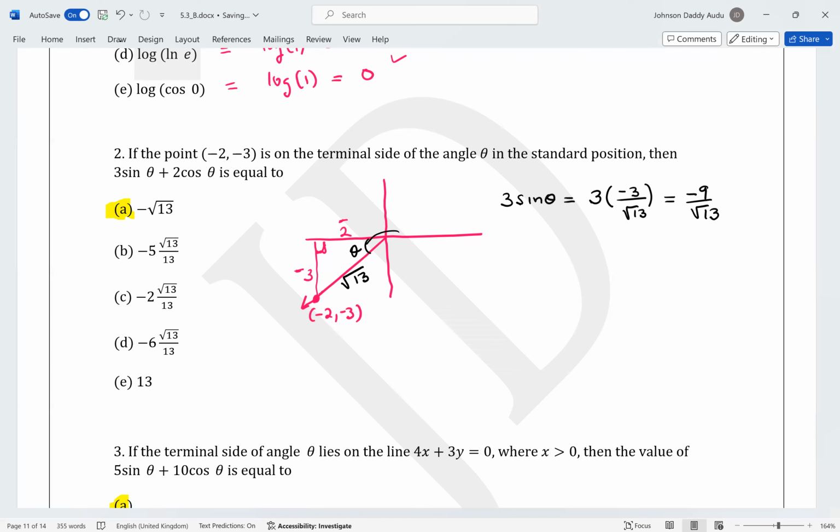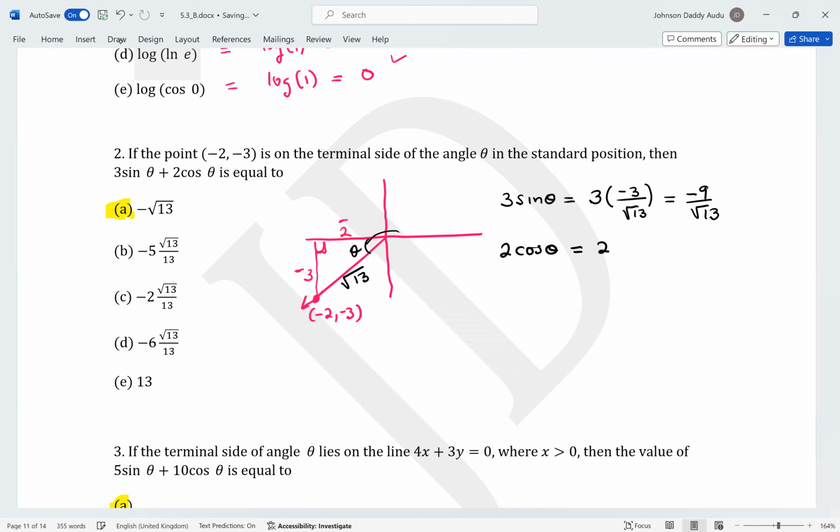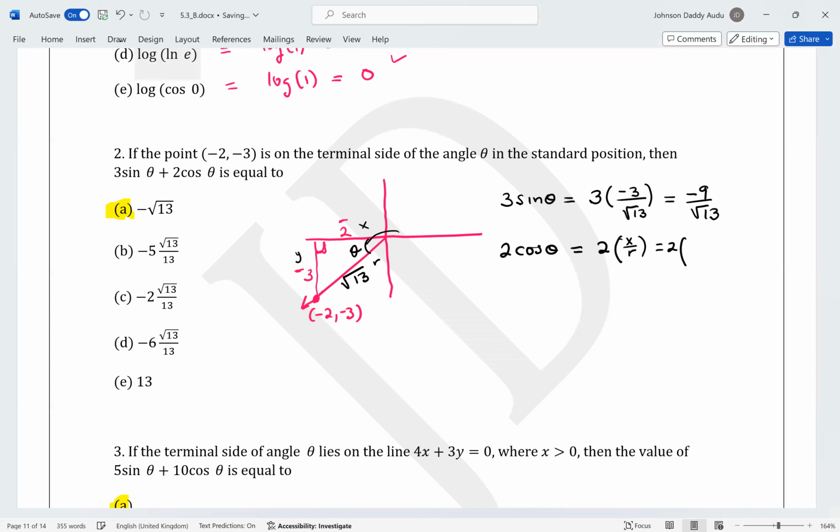Okay. Now let's see what is 2 cosine theta. Cosine is adjacent over hypotenuse. You can name this side x, this one y, and this one r, right? So cosine is just x over r, which is 2 multiplied by -2 over square root of 13. And this is -4 over square root of 13.